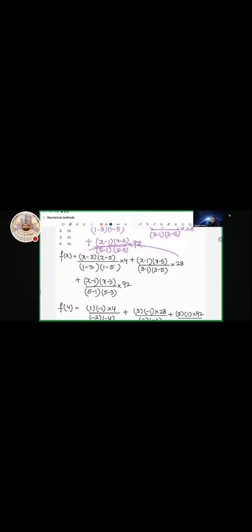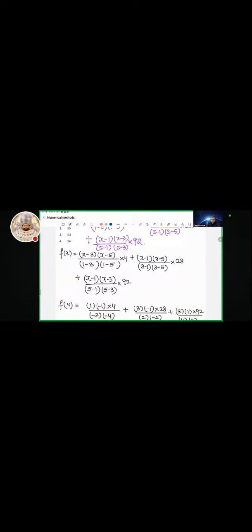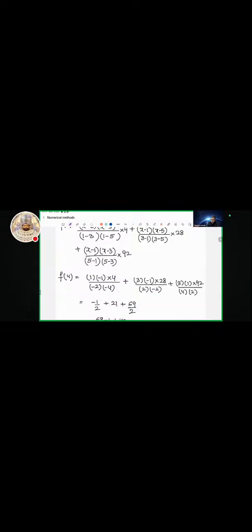Now you ask yourself the question, at what value of x you need the answer? You need an answer at x equals to 4. So you simply put x equals 4 in this equation. If you put x equals 4, 4 minus 3 is 1. 4 minus 5 is minus 1. This is 4. This is minus 2. This is minus 4. And if you solve this out, you will get answer 55, which is your option number B.